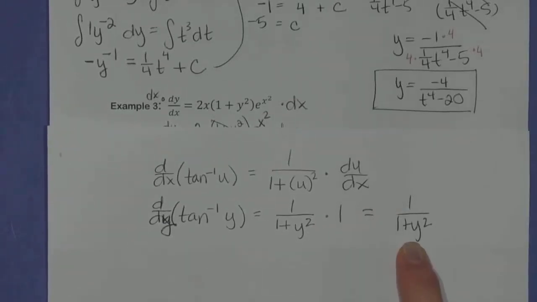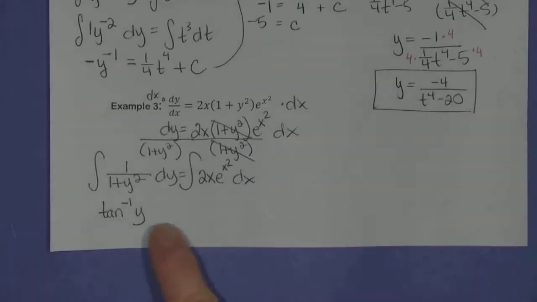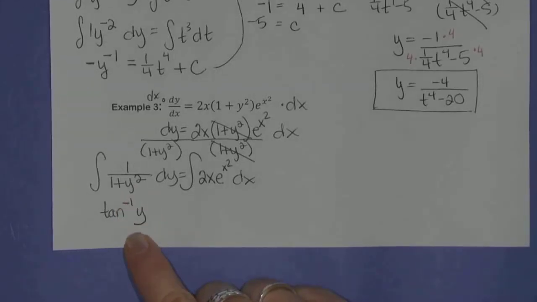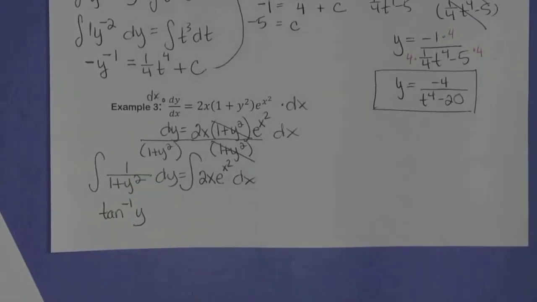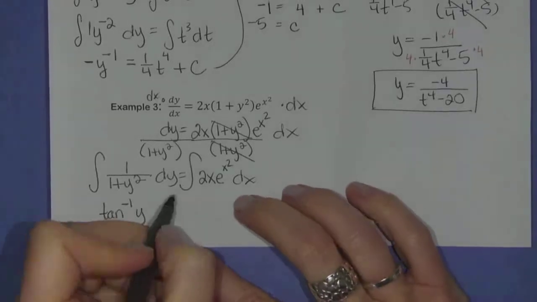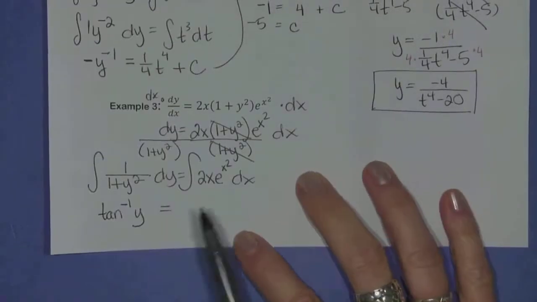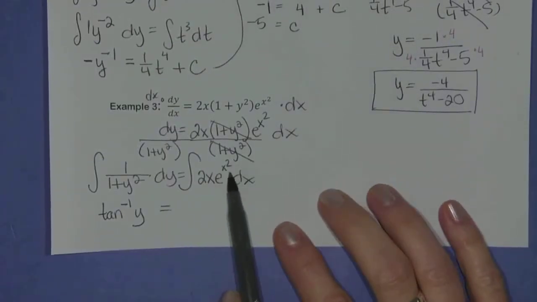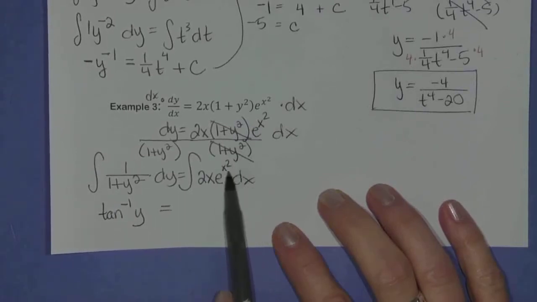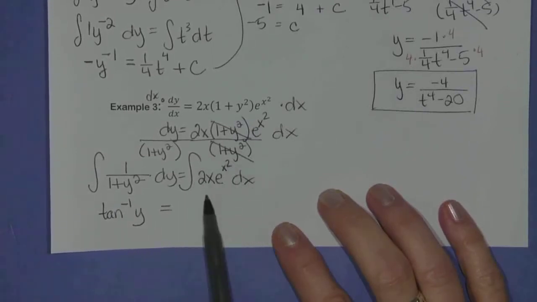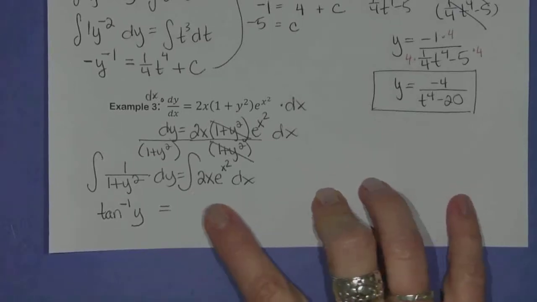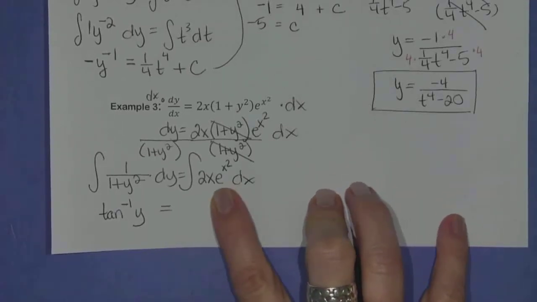So see this? That's exactly what we had here, and that's how I know the antiderivative is tan inverse y. Now on the right side, I see 2x e to the x squared, and I notice that the derivative of x squared is 2x. So this is actually my e to the u backwards.